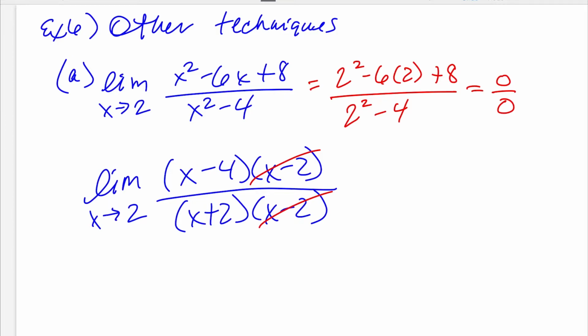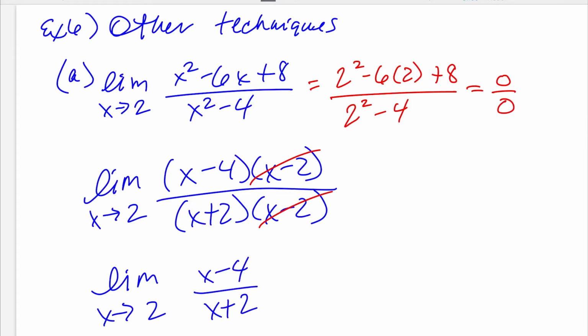Remember, a limit is what my graph is approaching. It doesn't have to be the value. Right? What is my graph approaching? Even though I have this hole in my graph right here, that's okay. I can have a hole and still have a limit. So I'm really finding the limit as x approaches 2 of x minus 4 over x plus 2.